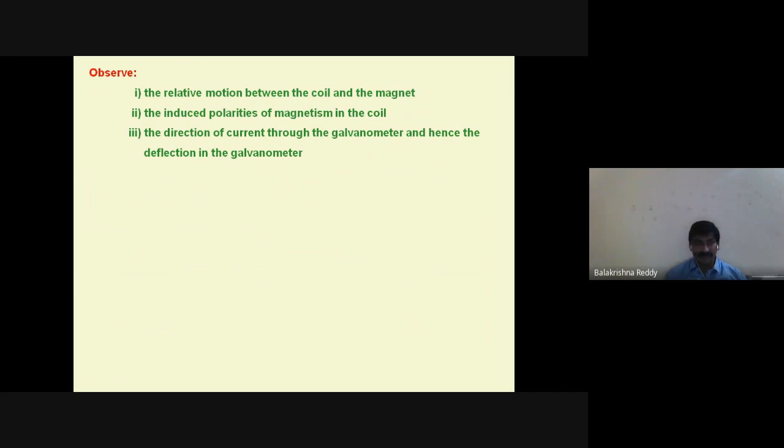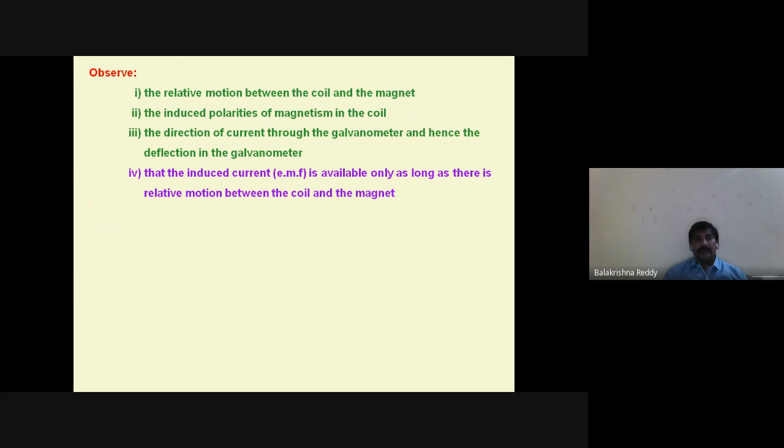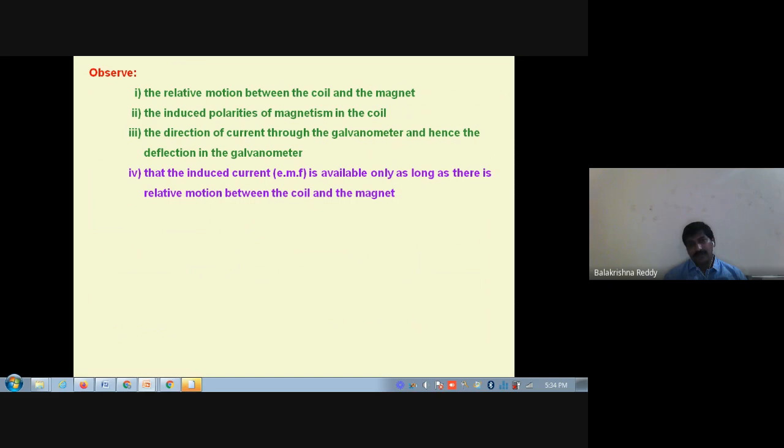Now, the induced current is available only as long as there is a relative motion between the coil and magnet. If there is no relative motion, obviously there is no production of current, there is no induced current, right?